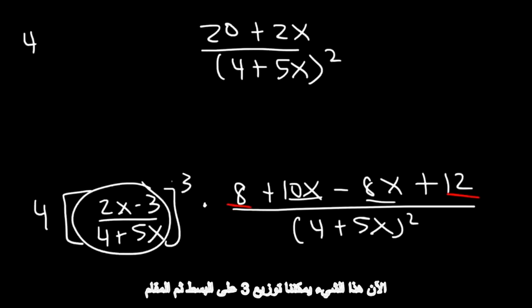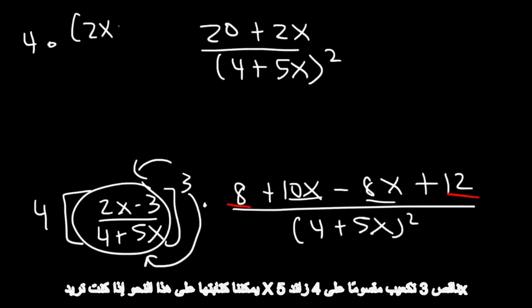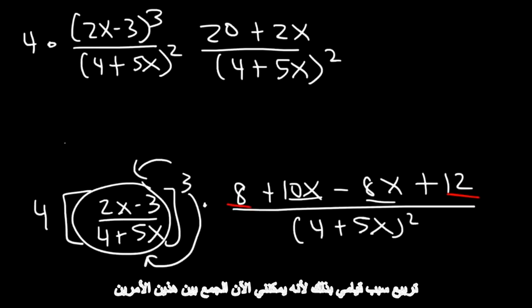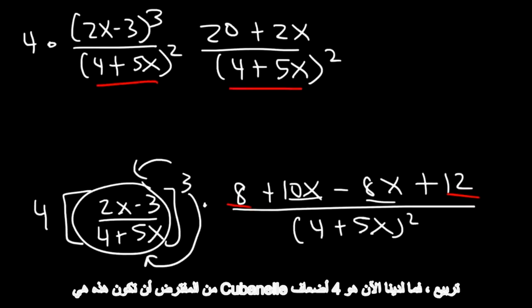Now, this thing, we could distribute the 3 to the numerator and then denominator. So we can write it like this if you want. 2x minus 3 cubed divided by 4 plus 5x squared. The reason why I did that is because I can now combine these two terms. This is supposed to be cubed, not squared.